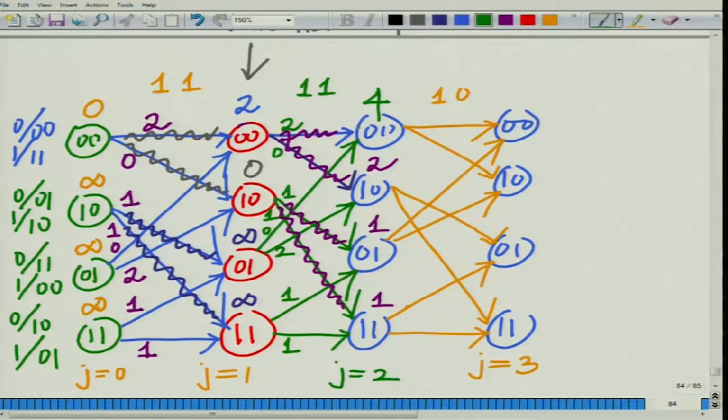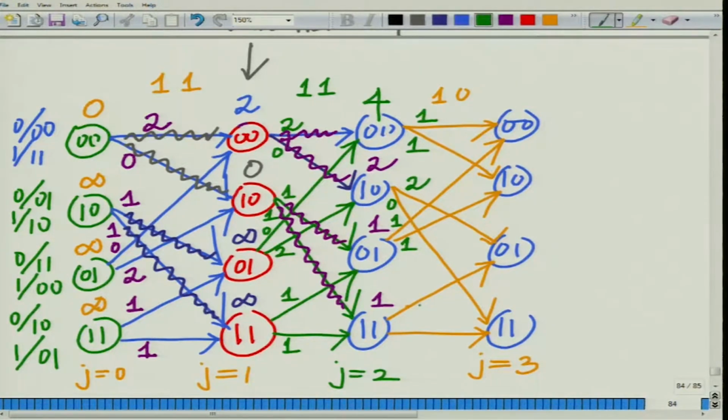For the top branch from 0 0 to 0 0, the output is 0 0, so the Hamming distance between 0 0 and 1 0 is 1. The bottom branch output is 1 1, and the Hamming distance between 1 1 and 1 0 is 1. So the Hamming distances are 1 and 1. Now from 1 0, the top branch output is 0 1, so the Hamming distance from 1 0 is 2. The bottom branch is 1 0, so the Hamming distance is 0. From 0 1, the outputs are 0 1 and 1 1, so the Hamming distances will be 1 and 1.